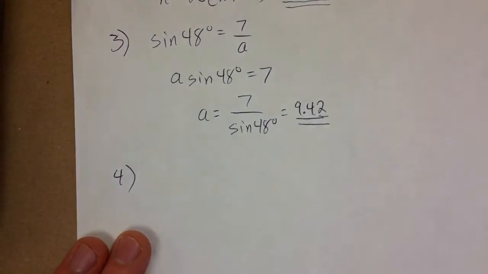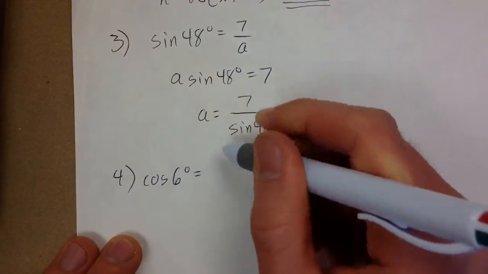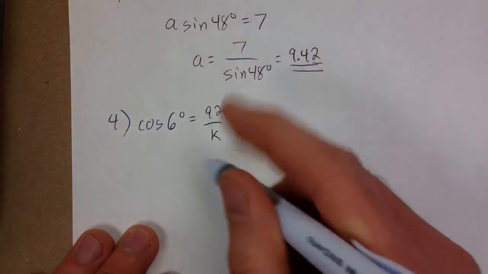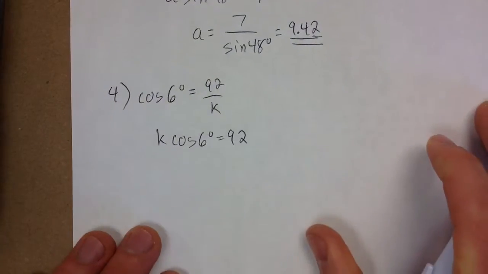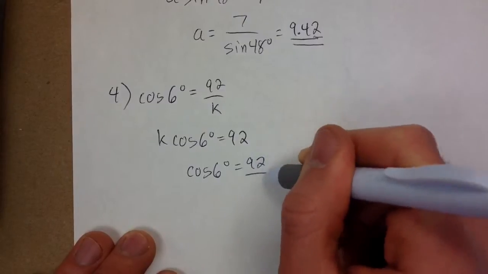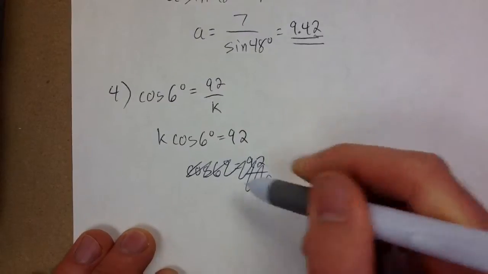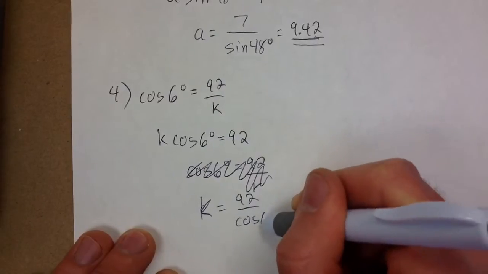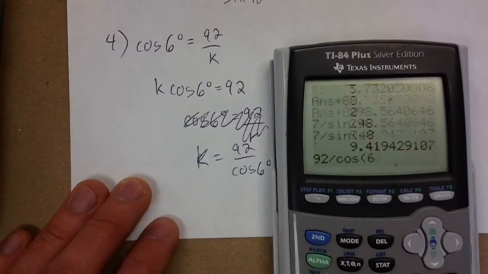Next up, we've got James. Cosine of 6 degrees equals 92 over k. Please tell me how to solve for k. Multiply by k. Good? So divide 92 by the cosine of 6. K equals 92 divided by cosine of 6, which is what you said. And you get 92.51. Nice.